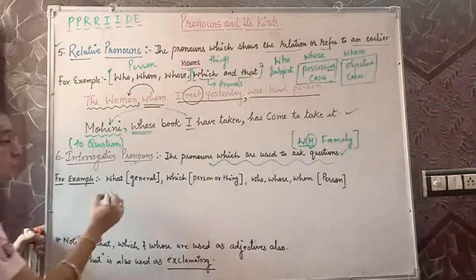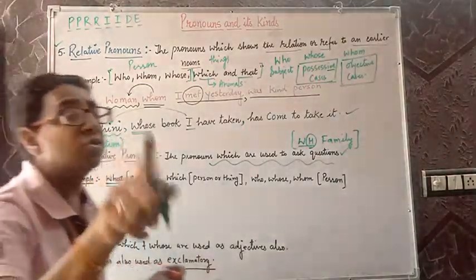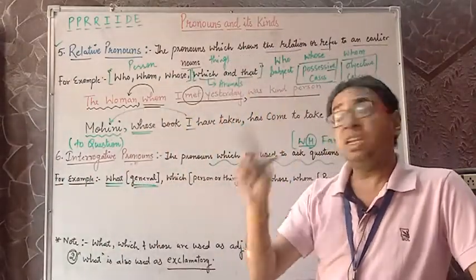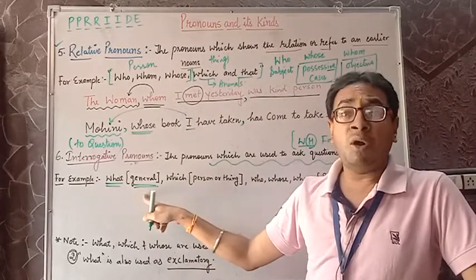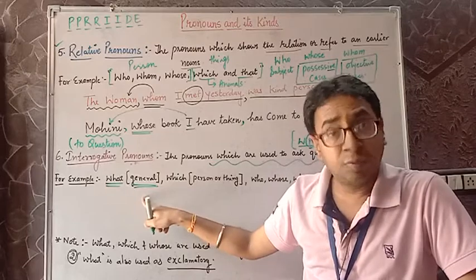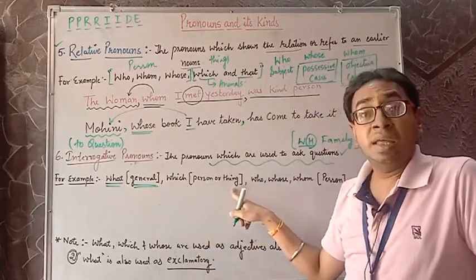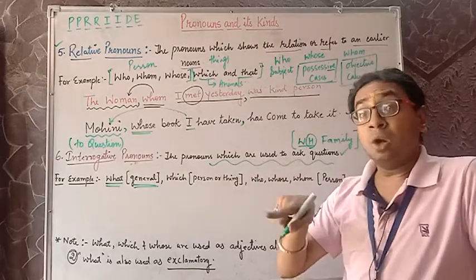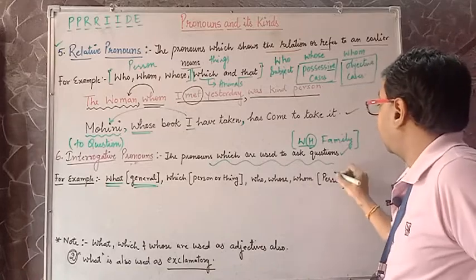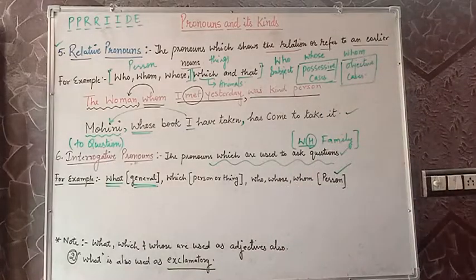Clear with this? Now, what is always used for the generic form, I am talking about generally. What is the task given to you? What is used for general purpose. Which is used for person or thing. Which is your book? Are we clear? Who, whose, whom stand for a person.